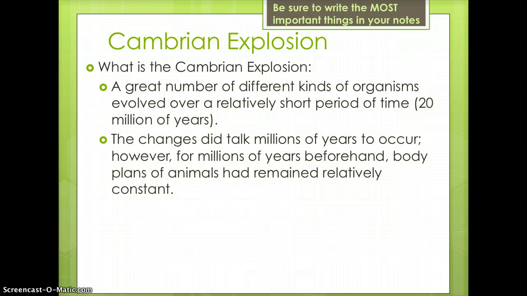The Cambrian Explosion is an event that occurred during the Paleozoic era. During this event, many different kinds of organisms evolved in a relatively short period of time. The new fossils appeared in the fossil record in an interval of 20 million years or less. 20 million years may seem like a long time. However, it is important to know that for millions of years before the Cambrian Explosion, there was very little change in animals, and then there was a huge change during the Cambrian Explosion.